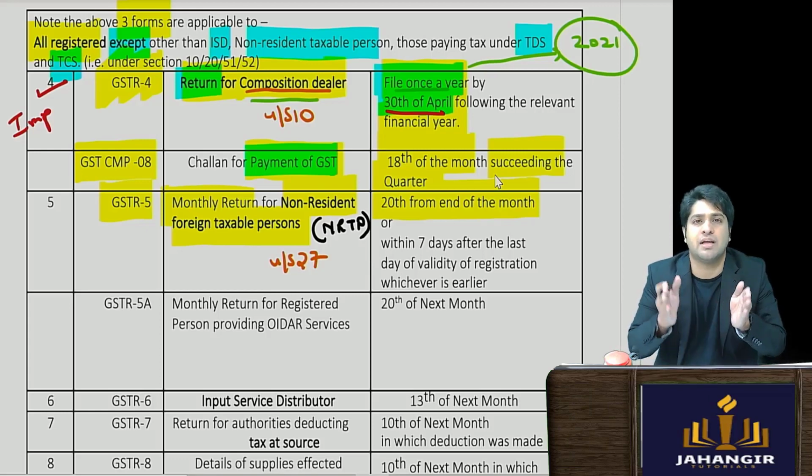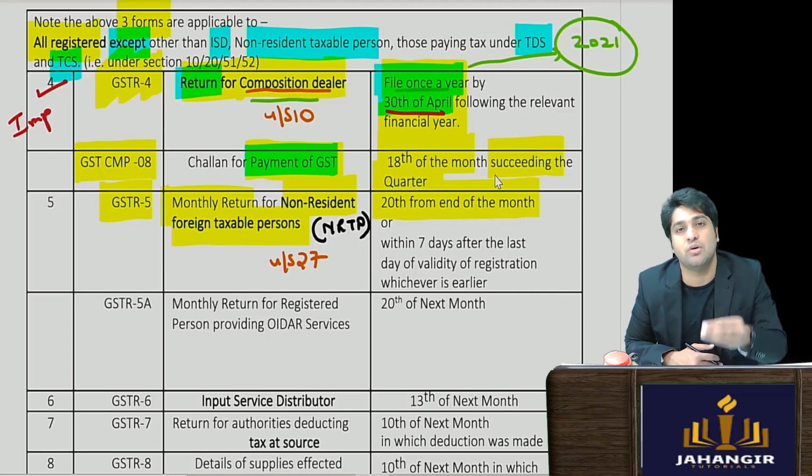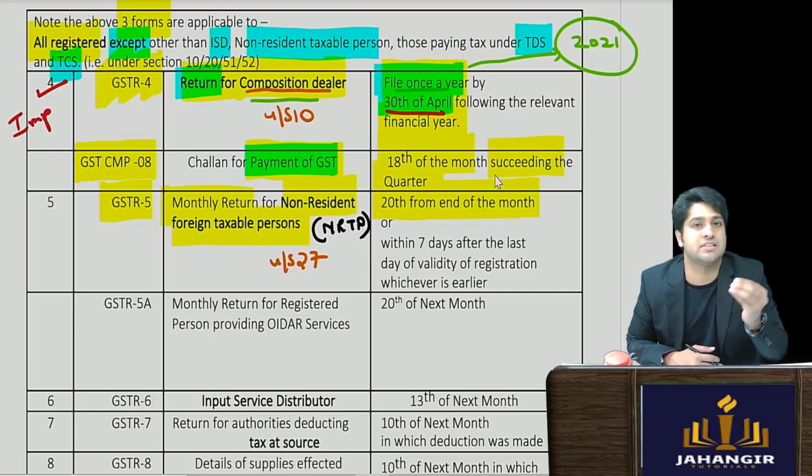However, if my period is not even going to be for 1 month, I've just come in for 3 days into India to sell my goods or some services, etc.